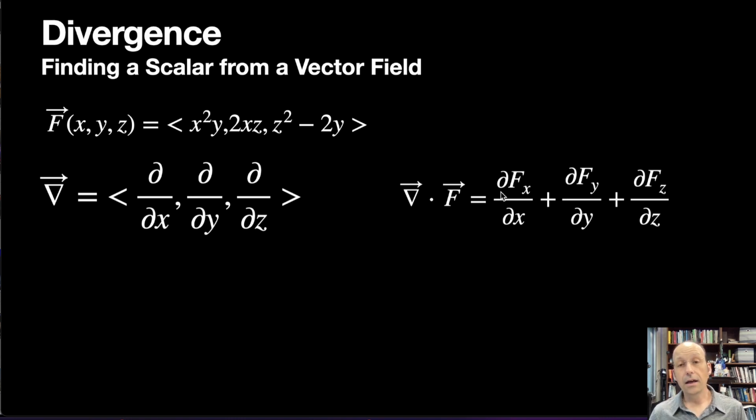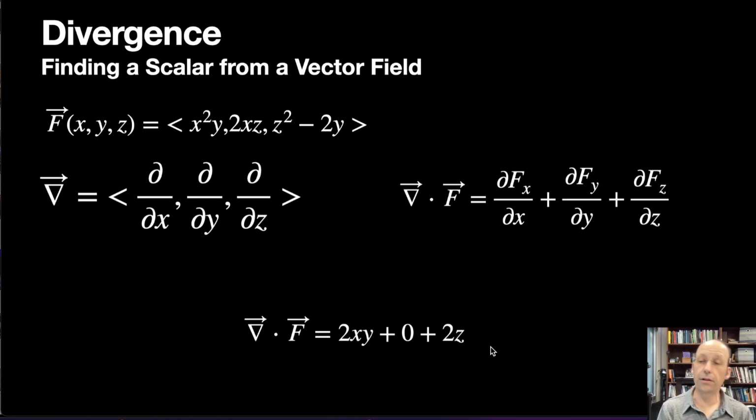So I take the partial of the x component of f, which is this x squared y, with respect to x, and do the same thing for y, and the same thing for z. So in this case, I get 2xy plus 0 plus 2z. But I now want to do this in Python, because that's what I like to do, Python stuff.